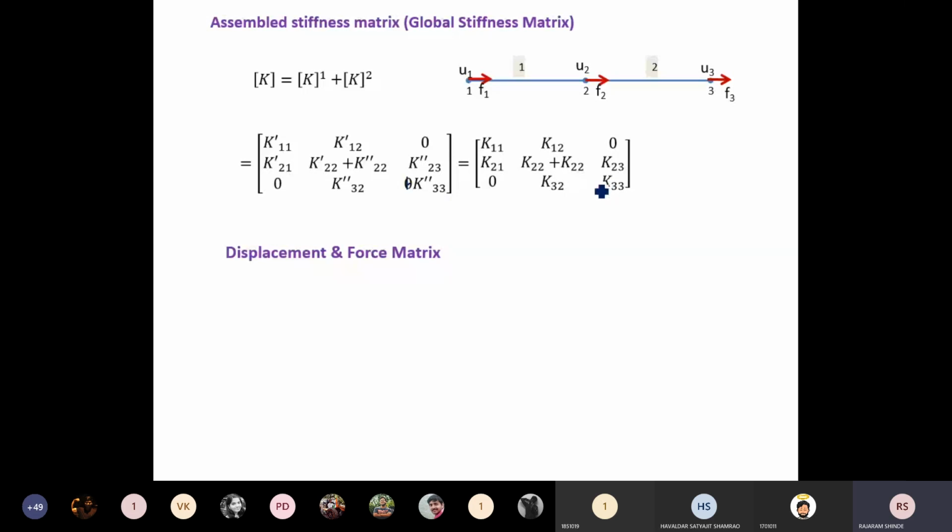This is required when we solve the problem. I will take problems on this numerical, but you have to remember this assembly process. If you have a doubt, you can ask me.